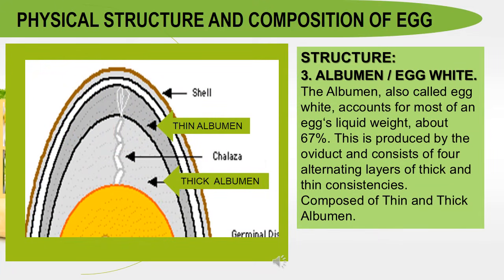Number 3 is the albumen or the egg white. The albumen, also called egg white, accounts for most of an egg's liquid weight, about 67%. This is produced by the oviduct and consists of 4 alternating layers of thick and thin consistencies, composed of thin and thick albumen.